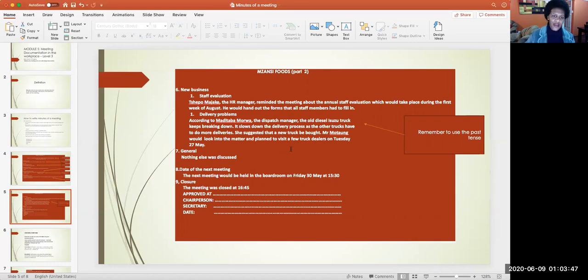You must remember all this information that you are writing when you are writing minutes of the previous meeting, minutes of the meeting, you must write in the past tense. General information, if nothing else was discussed, that's how you're going to note it down, and the date of the next meeting will be indicated here, and closure. And now, this is where the signatures are going to take place. The chairperson is going to sign off the minutes. If everything is correct, everything is fine, it must be signed.